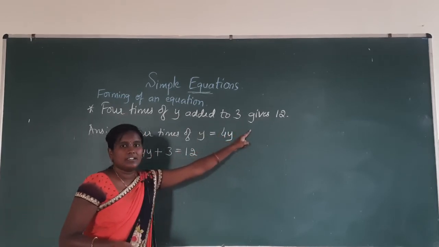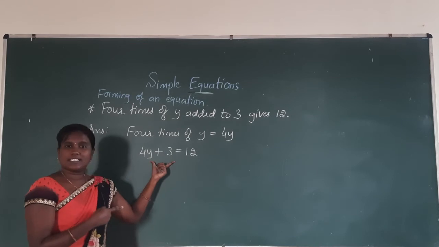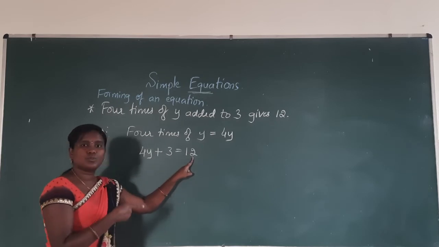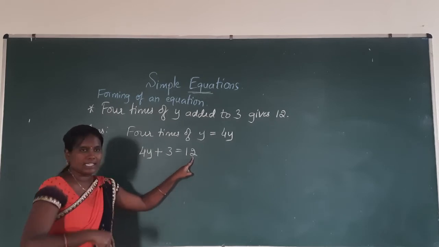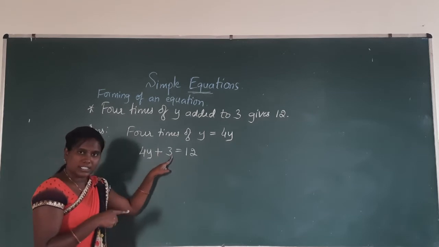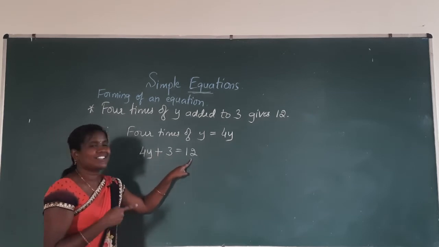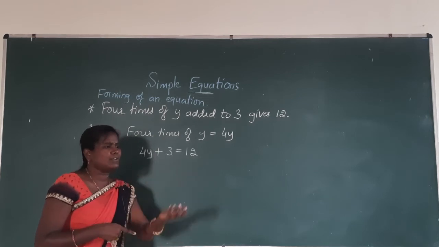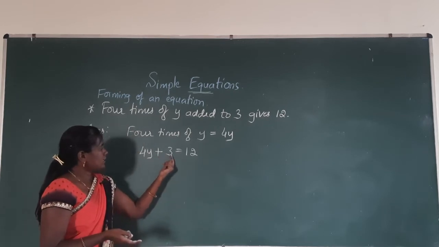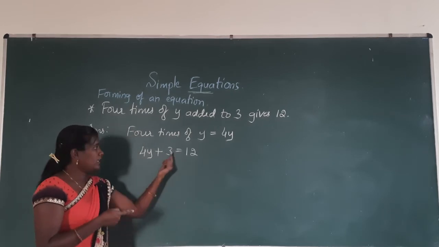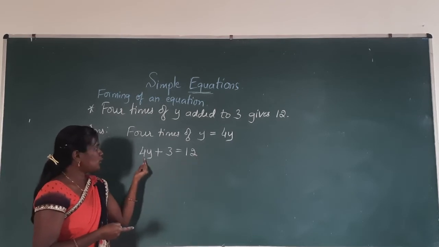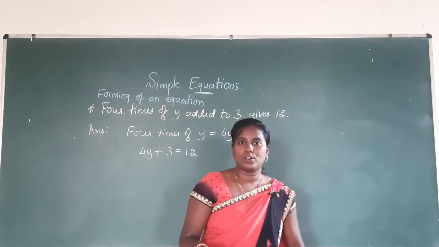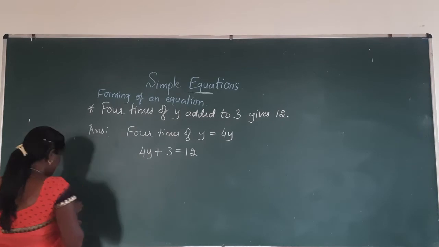A statement can be converted into an equation, isn't it? 4 times of y added to 3 gives 12. Or you can write this as: add 3 to 4 times of y, you get 12, or the sum of 4y and 3 gives 12. Many sentences are possible, and you can express it however you want. Okay, so now we will take one more example.